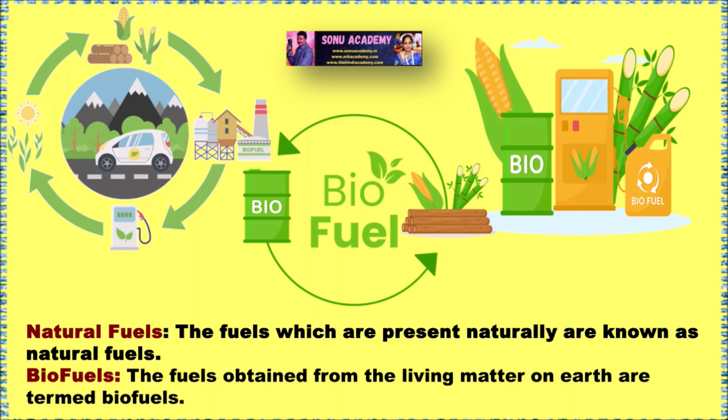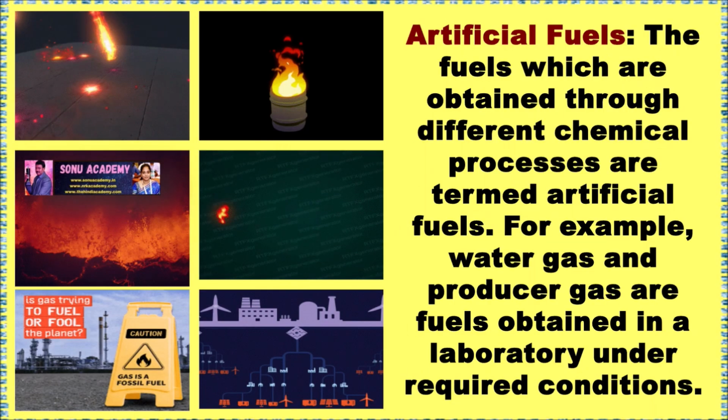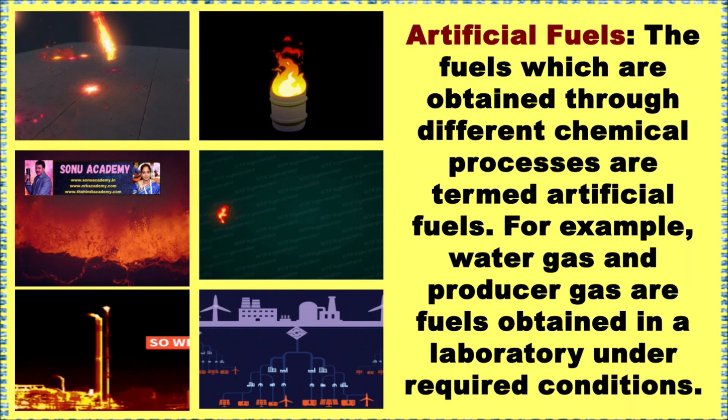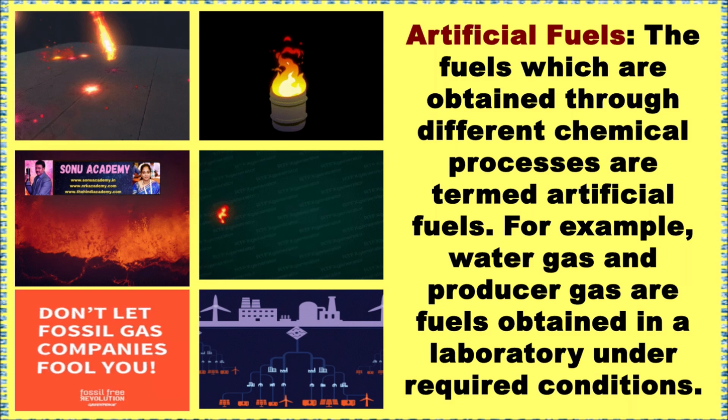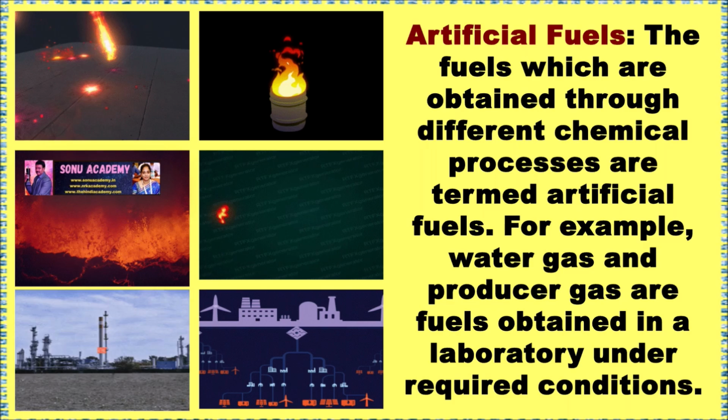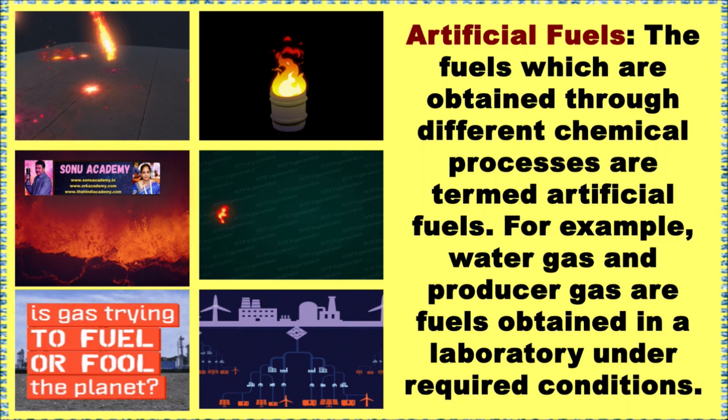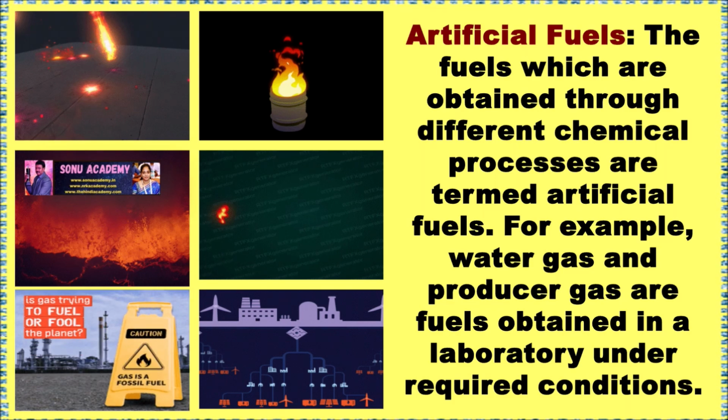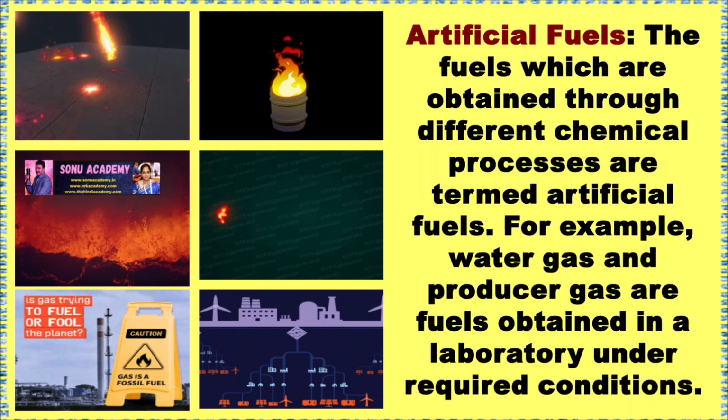Children, on the basis of their occurrence, natural fuels which are present naturally are known as the following types. First one is biofuels. The fuels obtained from the living matter on the earth are termed as biofuels. Second one is artificial fuels. The fuels which are obtained through different chemical processes are termed as artificial fuels. For example, water gas and producer gas are the fuels prepared in a laboratory under required conditions.